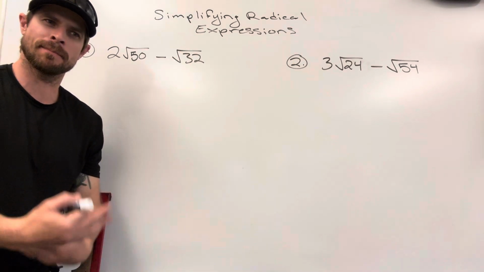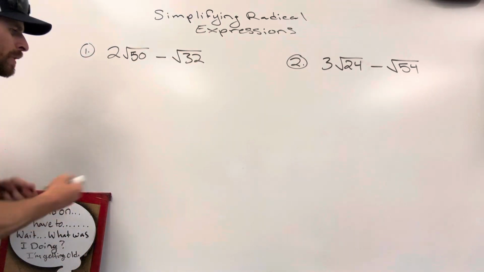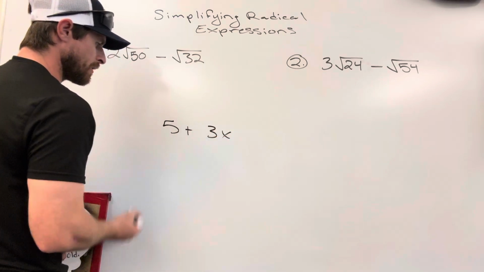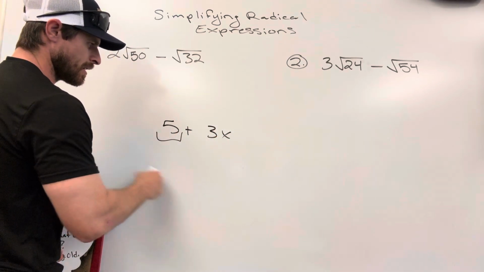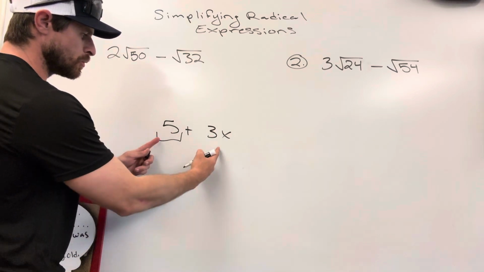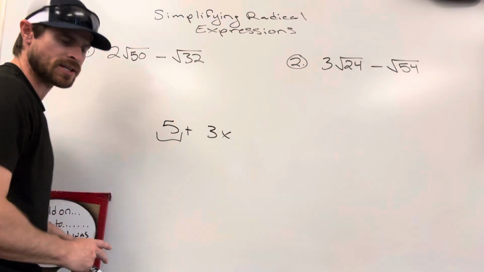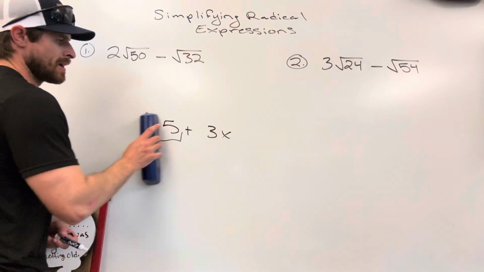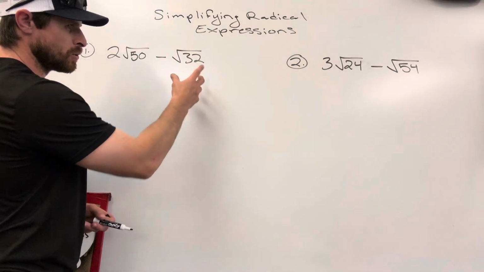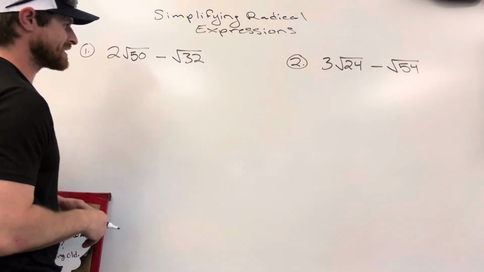It's kind of like combining like terms if you think about it. We can't add a 5 plus a 3x together because this term doesn't have an x on it, this term does. We have to have like terms in order to combine them through addition or subtraction. Same goes with radicals. I can't just add these together. Sometimes kids will think 50 and 32 can just be subtracted, and that's just not the case.